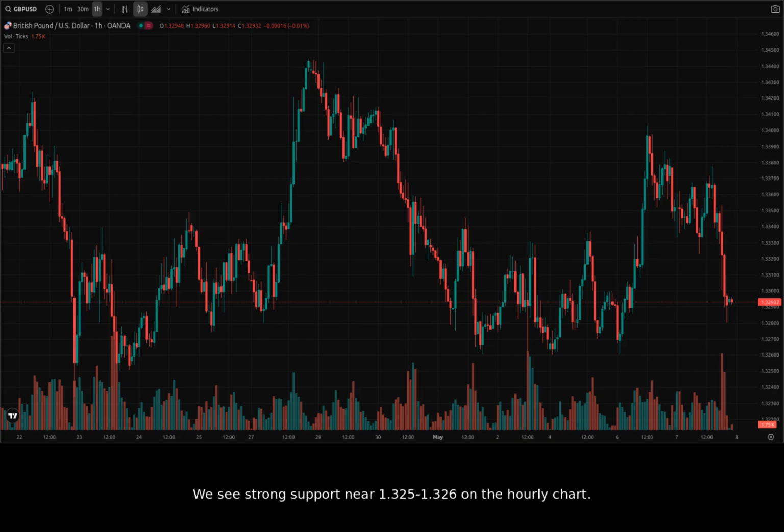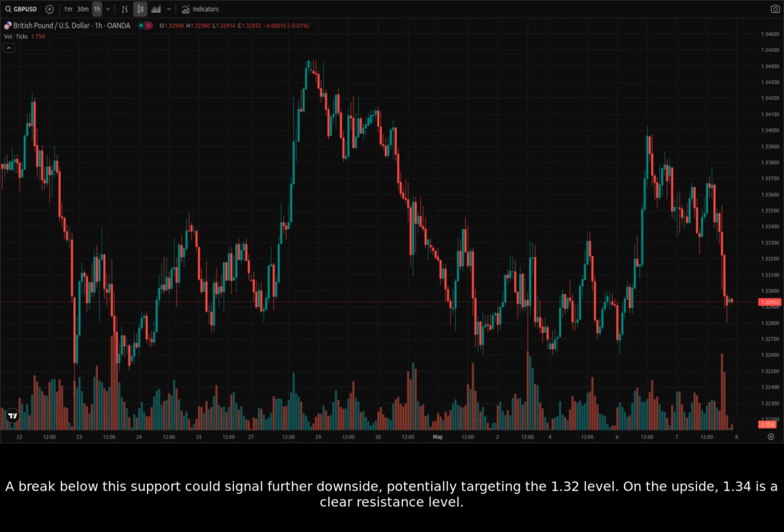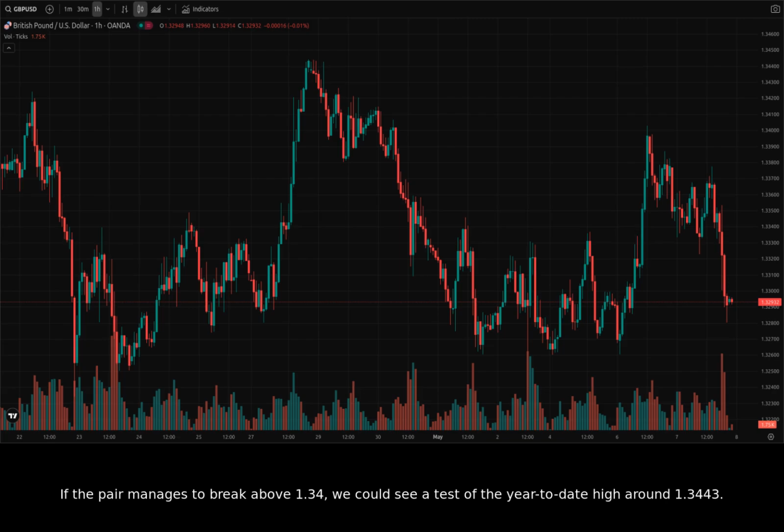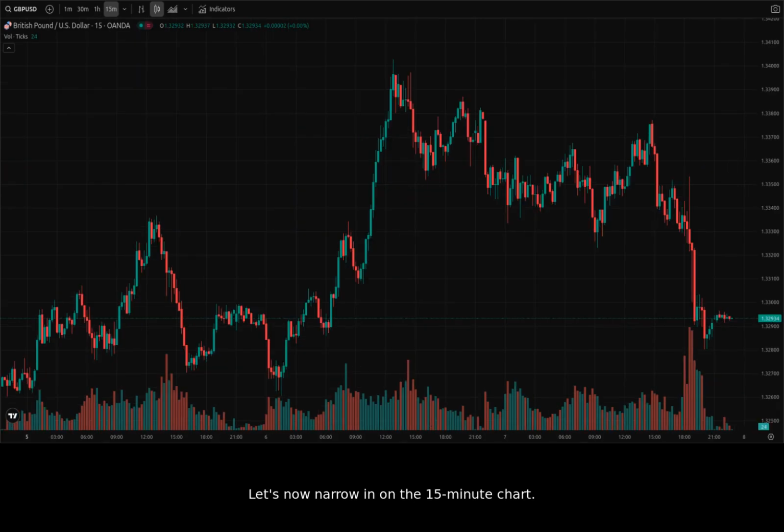We see strong support near 1.325 to 1.326 on the hourly chart. A break below this support could signal further downside, potentially targeting the 1.32 level. On the upside, 1.34 is a clear resistance level. If the pair manages to break above 1.34, we could see a test of the year-to-date high around 1.3443. Let's now narrow in on the 15-minute chart.